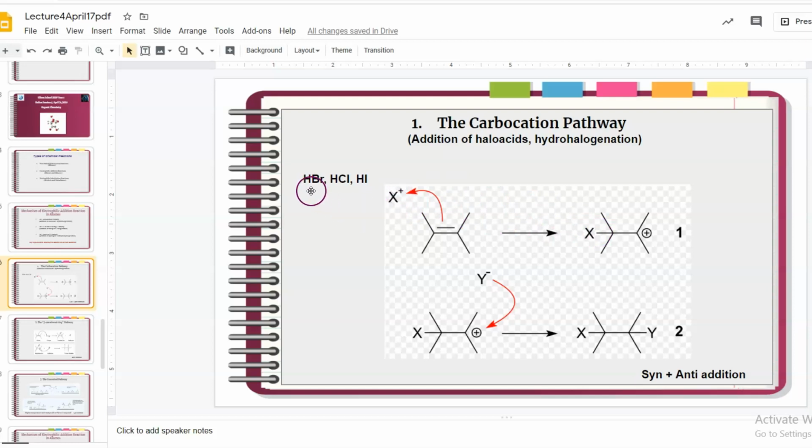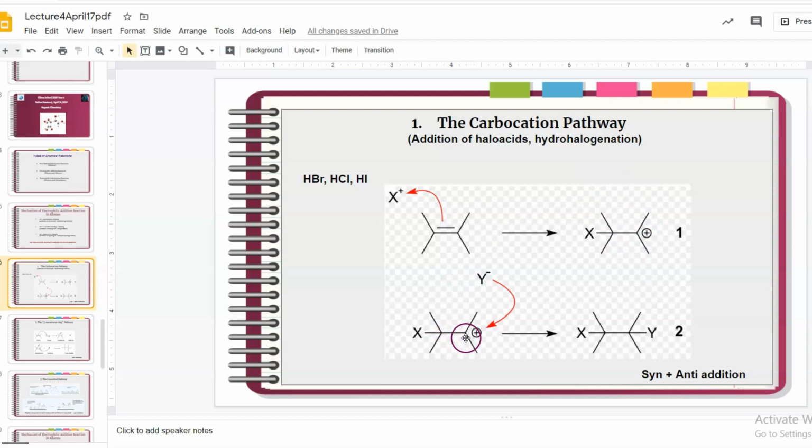This X plus is basically the H plus. It will form a bond with this carbon here, so you form a new bond. As a result, the carbon on the right will get a positive charge. So that's a carbocation, the intermediate that I was talking about. That's why this pathway is called the carbocation pathway, because it occurs with the formation of a carbocation.